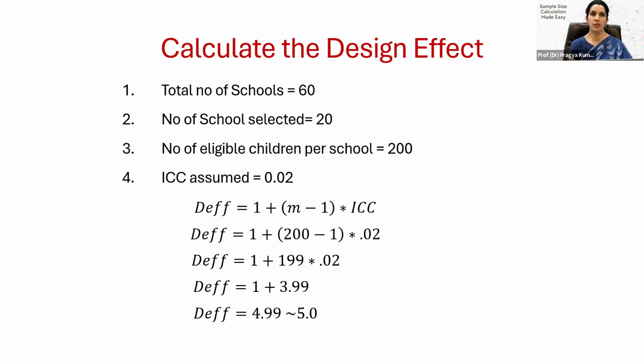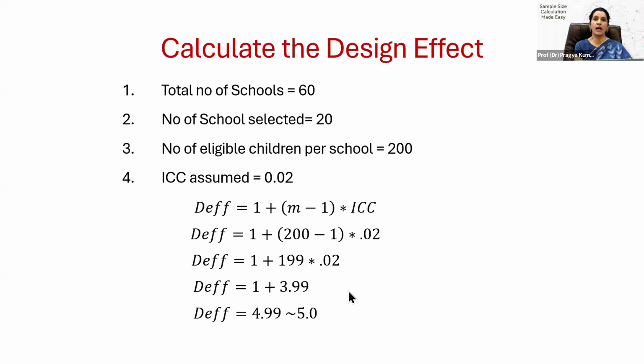Suppose the total number of available schools, and this happened with one of our projects also, the total number of available schools were 60. And selected schools, how did we select 20? Because the minimum number of clusters should be 10. It should not be less than that. And the average size of the children of those schools was 200. So how have I calculated the design effect? So design effect, you can see here, I have calculated as 5.